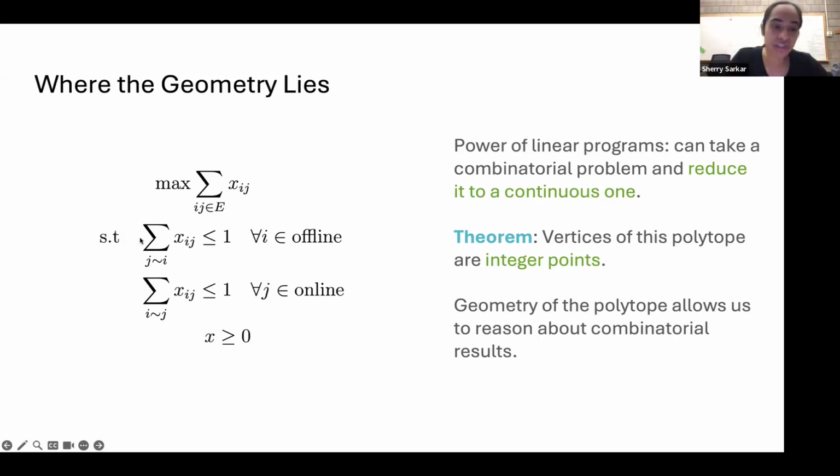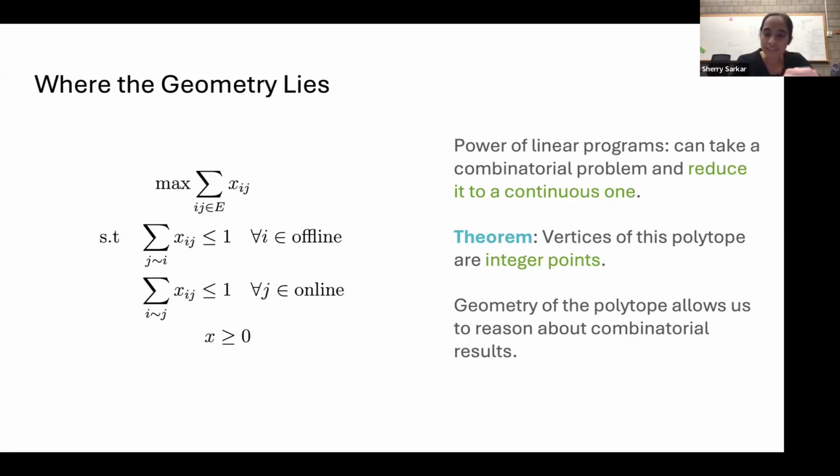I have these linear constraints on the edges, right? The sum of these edges adjacent to a vertex i has to be at most 1, precisely describes the fact that every offline vertex needs to have degree at most 1. And you can say the same thing about the online vertices. And so in this way, I have a variable for every edge. I have these linear constraints that say that what I choose must be a matching, and I want to get the largest size matching. So this is a very continuous interpretation of a combinatorial problem.